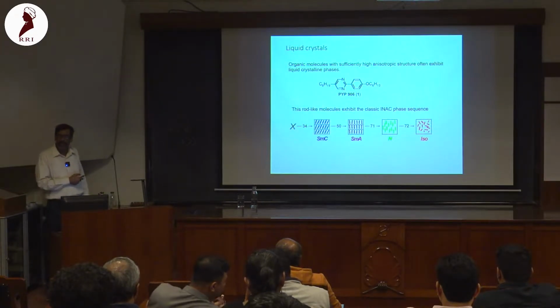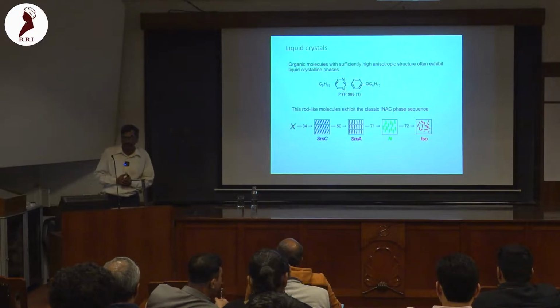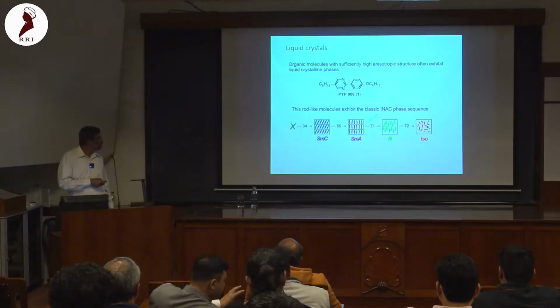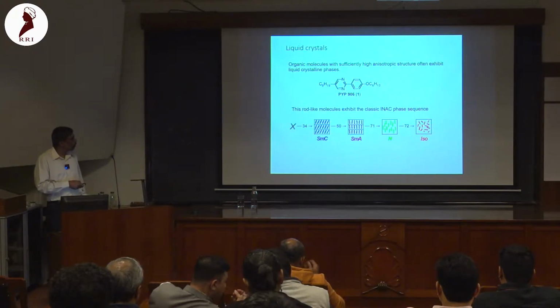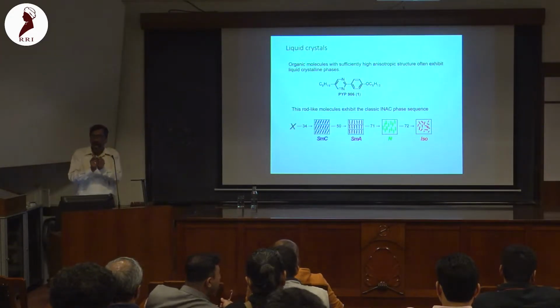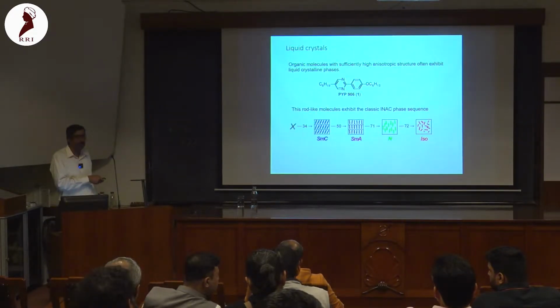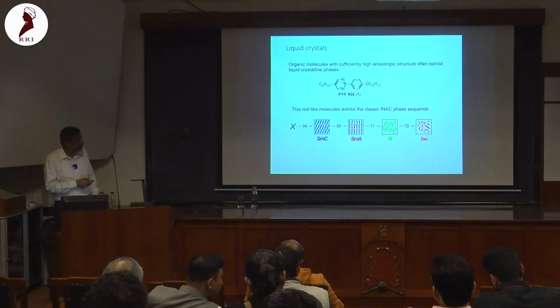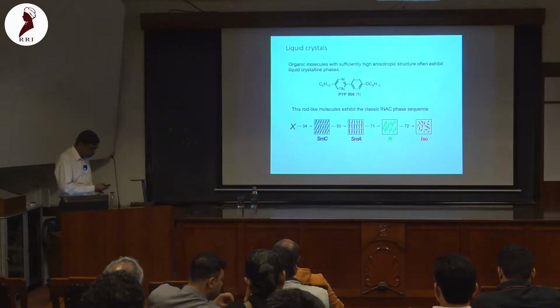So in that sense, the molecular property is also important. And the question is, if there is an interaction between the molecules at the local level, how can these local interactions give rise to these long range structures? There is a lot of research on this. These are fundamental questions.